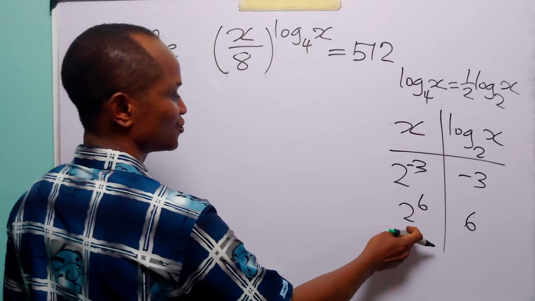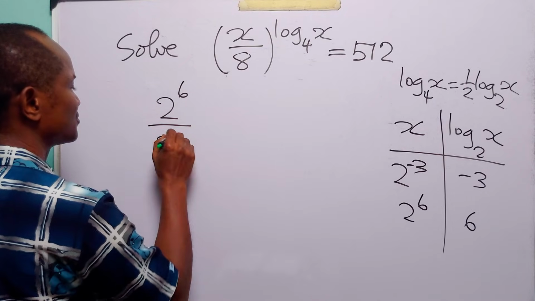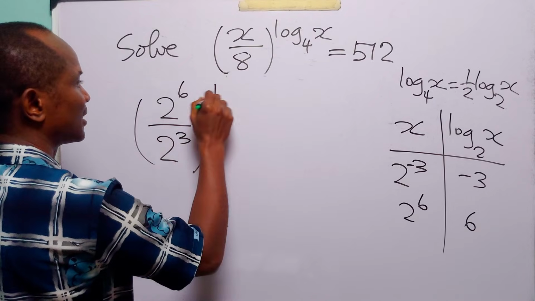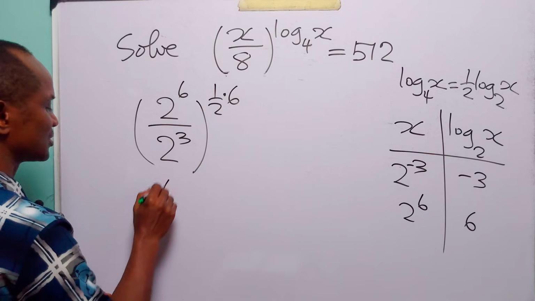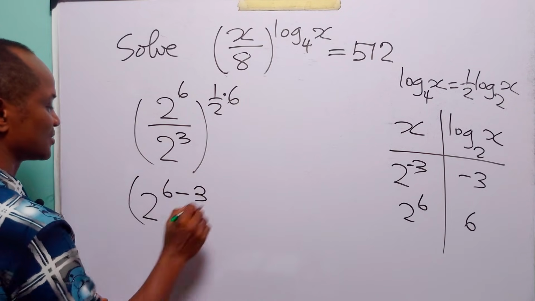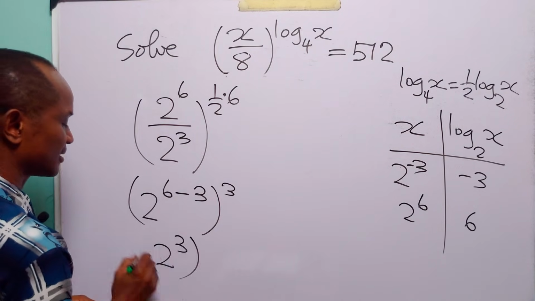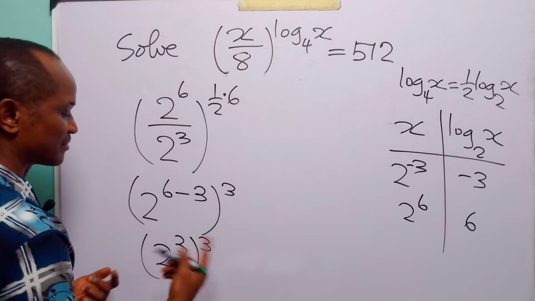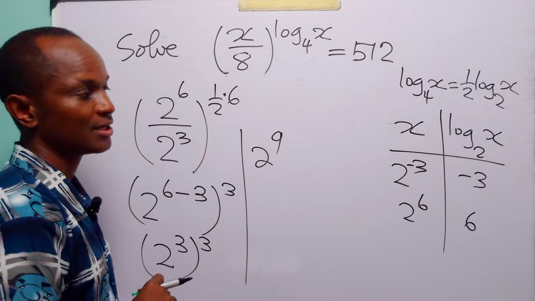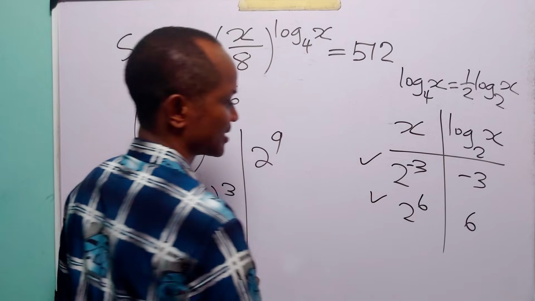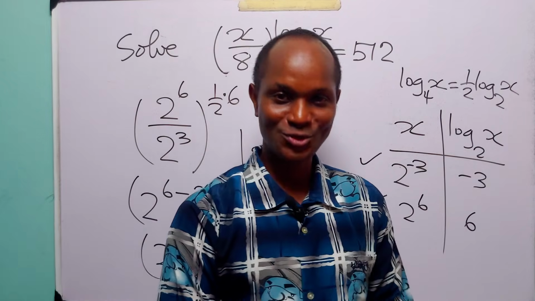When x is equal to 2 to the power 6, the left-hand side of this equation becomes 2 to the power 6 divided by 2 to the power 3 to the power half times 6. Now this is 2 to the power 6 minus 3 to the power half of 6 is 3. Of course, this is 2 to the power 3 to the power 3. 3 times 3 is 9. So this is 2 to the power 9, which is exactly equal to 512. So these two values of x satisfy the original logarithmic equation. So which method do you prefer?